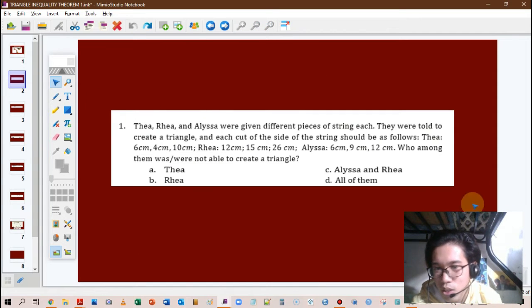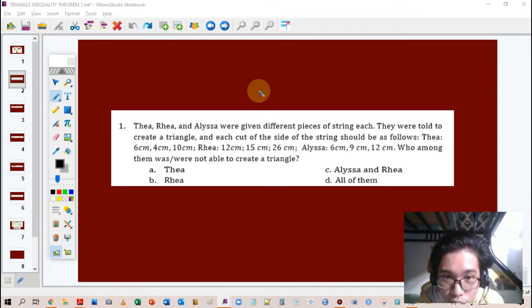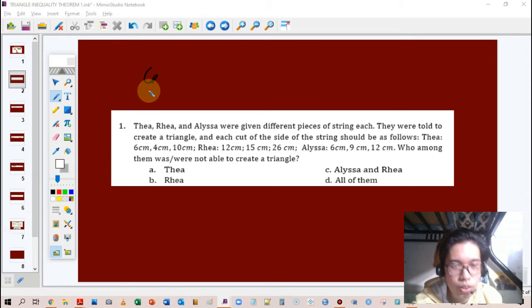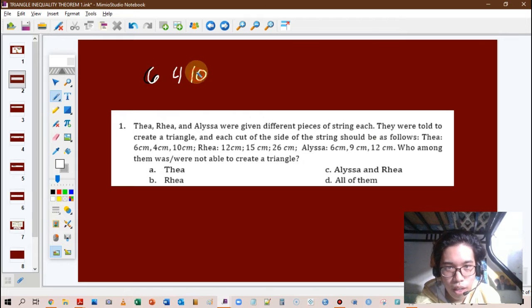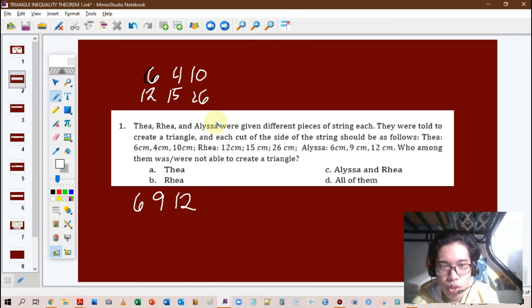Before we get into our lesson, let's try to answer some of these problems. For the first one, Thea, Rhea, and Alyssa were given different pieces of string each. They were told to create a triangle and each cut off a side of the string as follows. For Thea, it's 6, 4, 10. For Rhea, that's 12, 15, 26. And for Alyssa, that's 6, 9, and 12. Who among the three would create a triangle out of those strings that they were given?